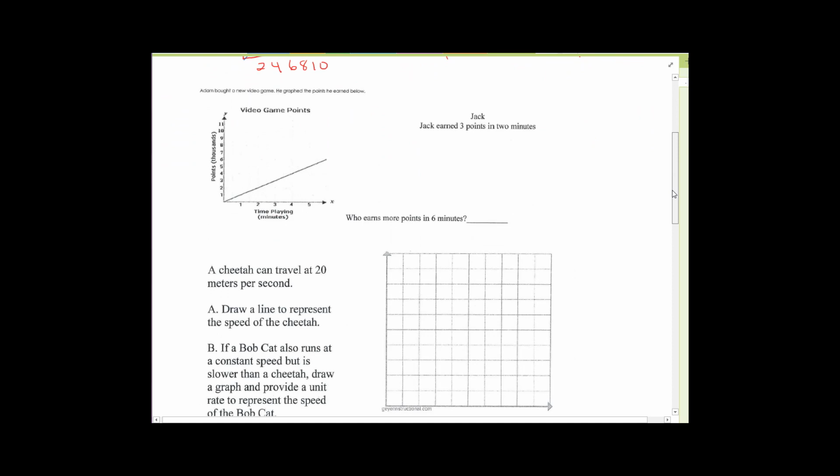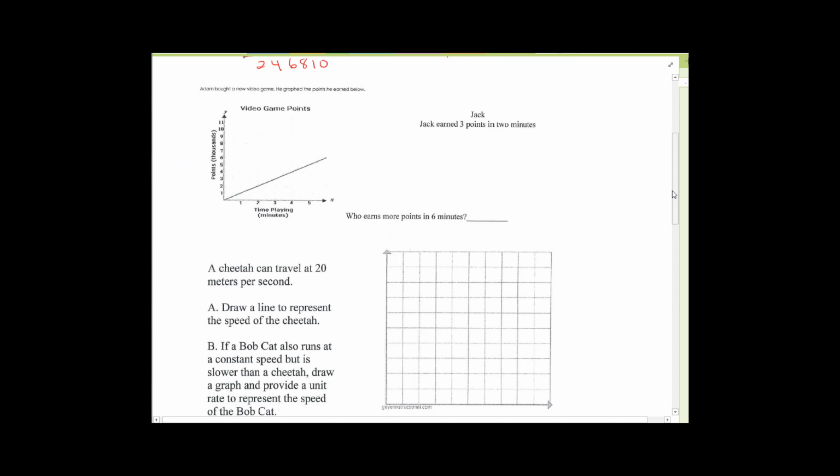Now we need to compare two people. So we have Adam, who bought video games, and we're going to compare him with Jack. So let's see. We have the graph of Adam, so we know what he did, and we only have the words here for Jack. So we're going to have to find out what Jack is. Let's take a look at this.